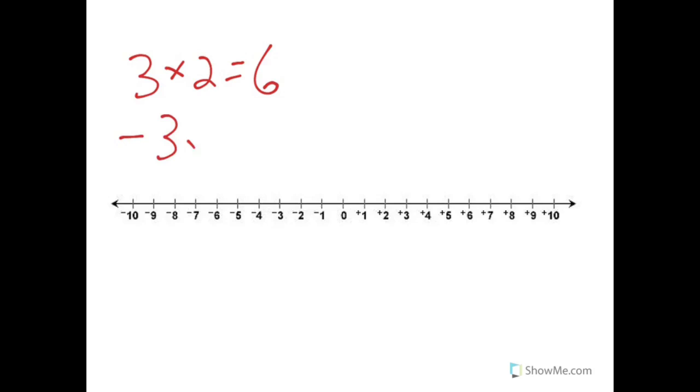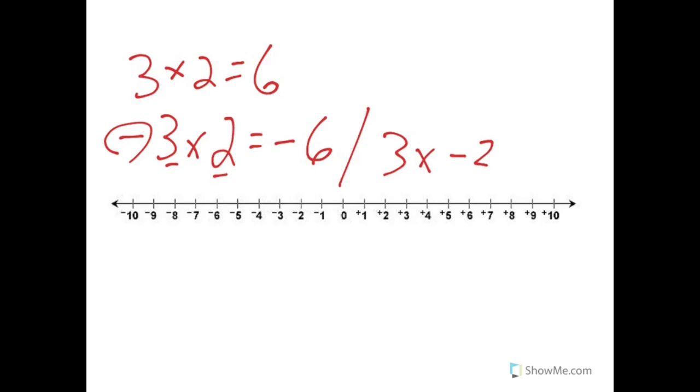A negative times a positive. 3 times 2 is 6, and I bring over my negative. Okay, a negative times a positive is a negative. Even if I did that backwards, right, or the opposite way here, 3 times negative 2, I have the negative on the left here, I have it on the right here. 3 times 2 gives me 6. I've got my negative symbol, I bring it over, negative 6.